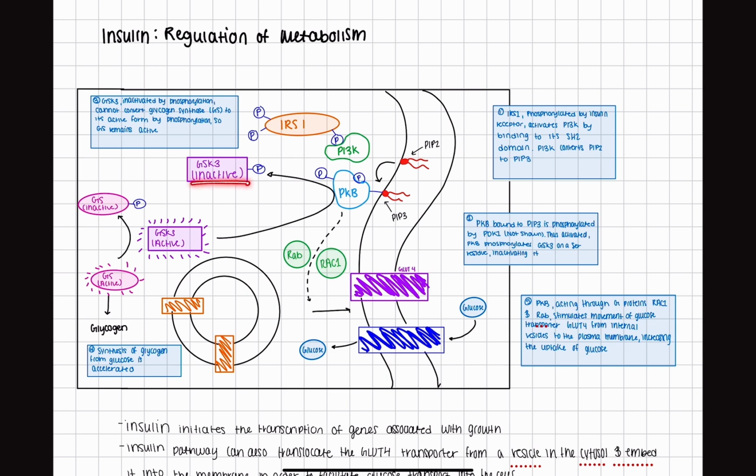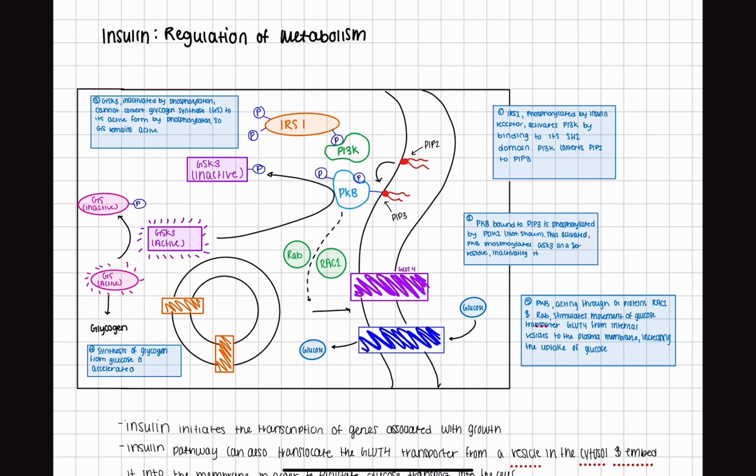So we need to make sure that inactive GSK3 will occur when it's phosphorylated. GSK3 dephosphorylated will be active. Now, GSK3 inactivated by phosphorylation cannot convert glycogen synthase to its inactive form by phosphorylation, so GS remains active. So when GSK3 is inactive, this will not occur. GS will remain active, thus causing the synthesis of glycogen from glucose to be accelerated.